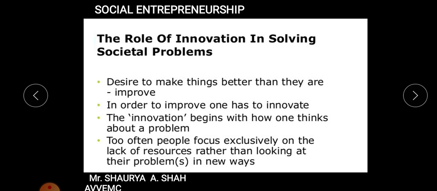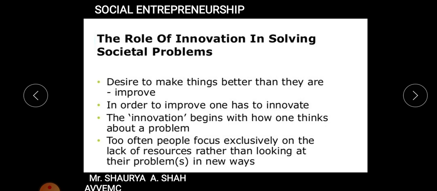Next is the role of innovation in solving societal problems. What is the role which innovation plays in solving the societal problems? First, the desire to make things better than they are, that is, to improve. What is the main aim behind social innovation? Whatever things are there, you have a strong desire, a strong feeling to make those things better. That is known as social innovation. So the first role is to make things better.